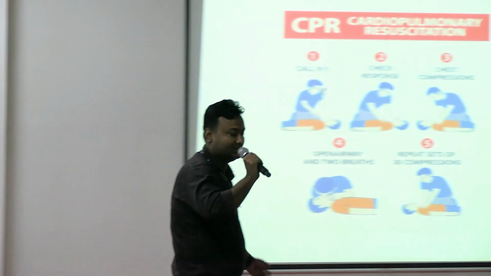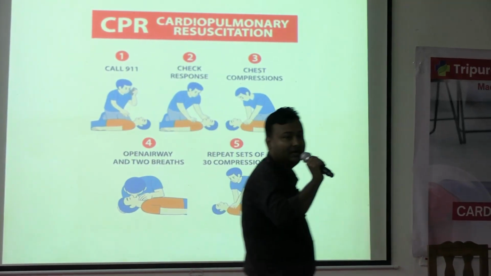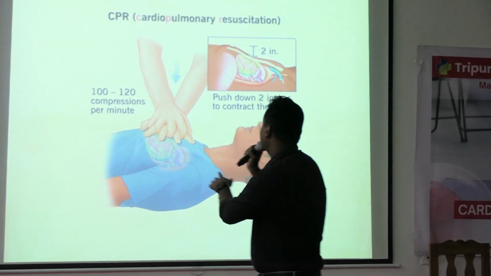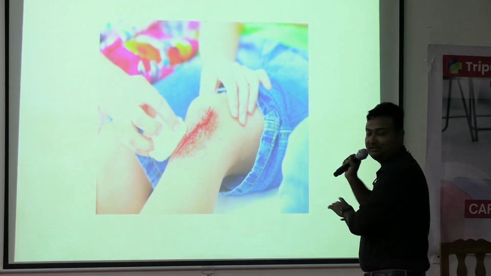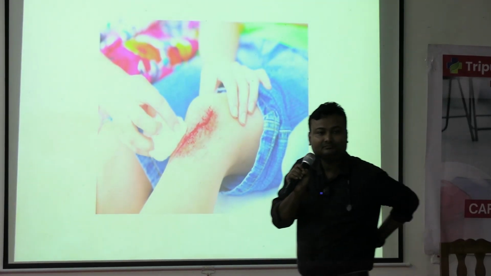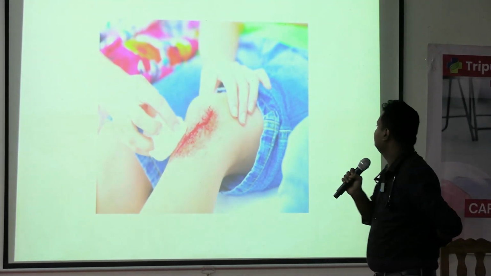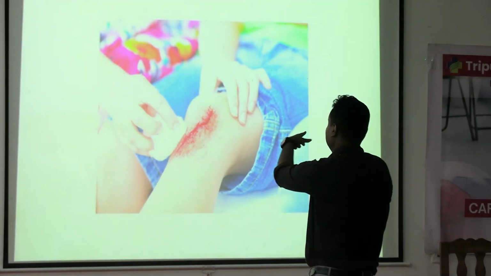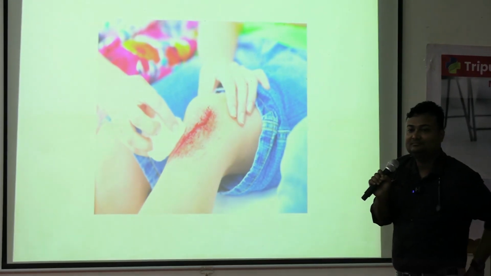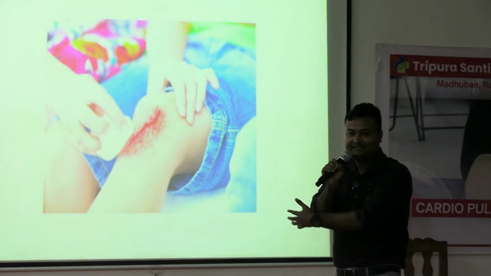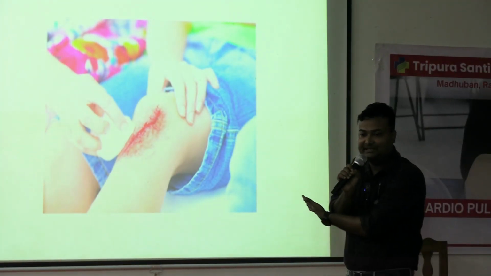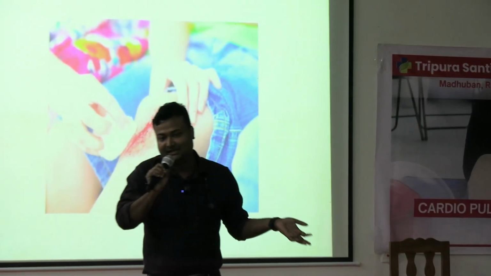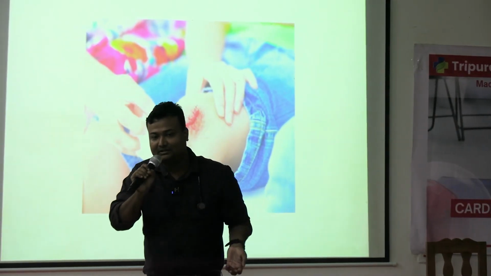This is just a pictorial representation of how you will go for CPR. Compression. Next, what is this picture? I think this is just bleeding from an injury, usually called an abrasion. There are various types of injuries. Gradually we will be learning further.